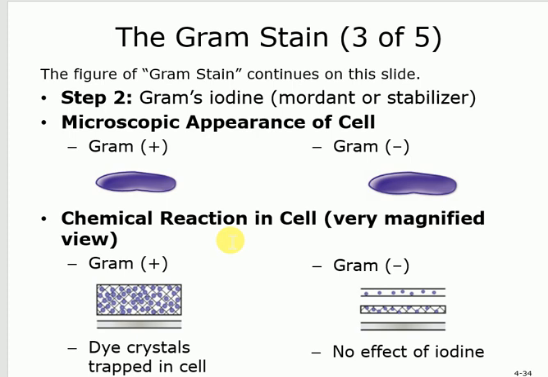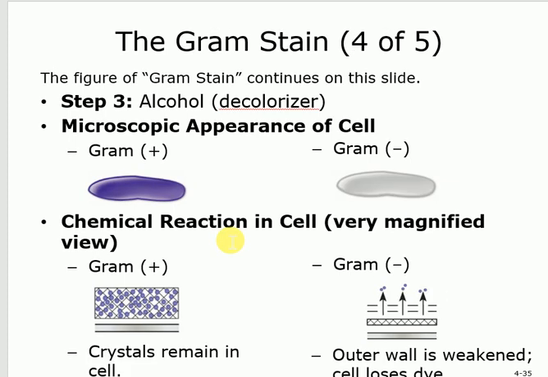Both of them will take it, but when you go to step 3, you will add alcohol, and alcohol is a decolorizer. So it should remove that violet or purple color. If you notice here, look at this, the gram-positive will retain the violet color. It's not going to lose it, even though the alcohol is a decolorizer. It's supposed to remove the color. In the positive, it didn't remove it. But in the negative, you see the color is removed. So it didn't keep it.